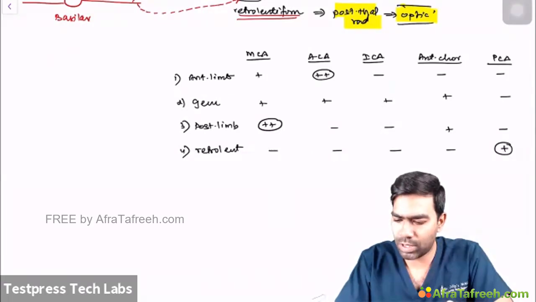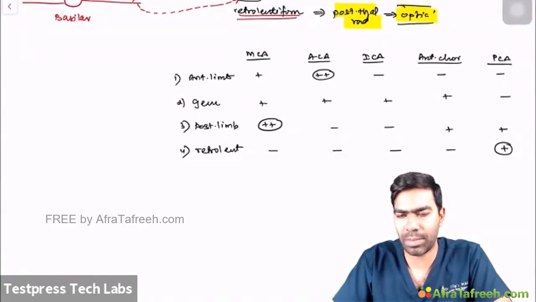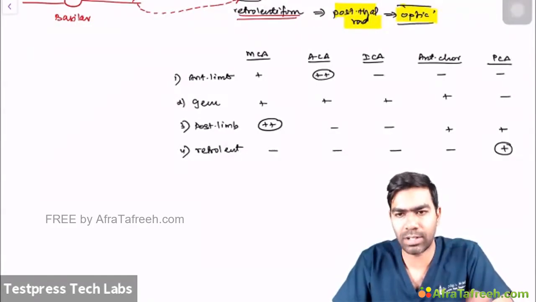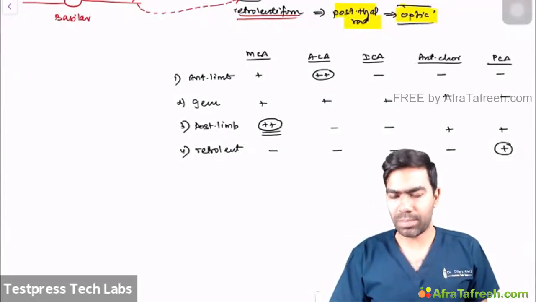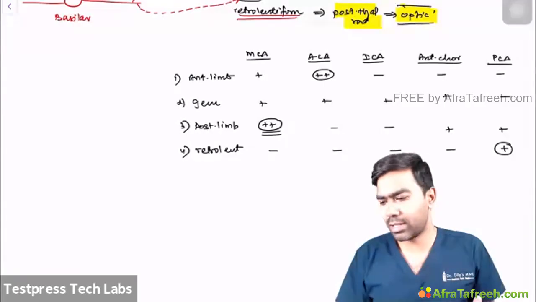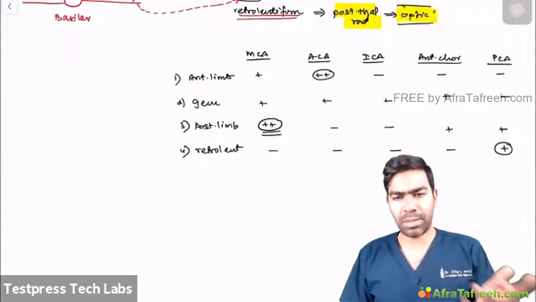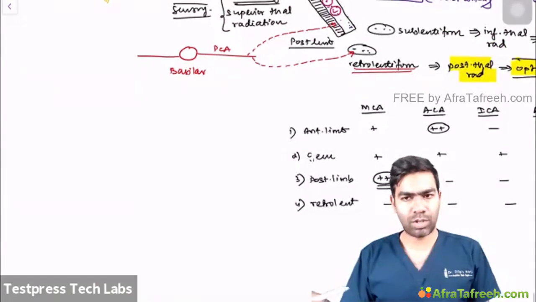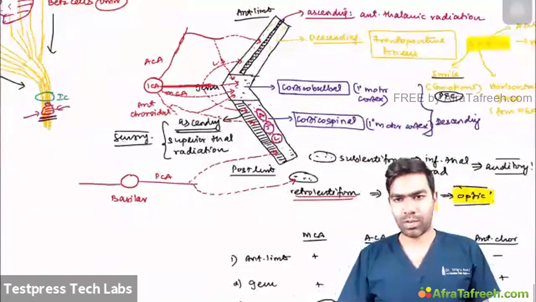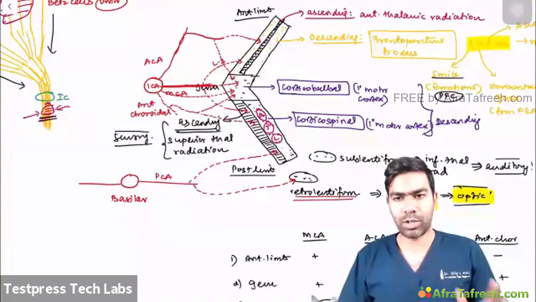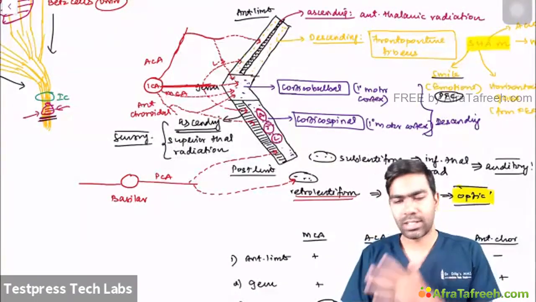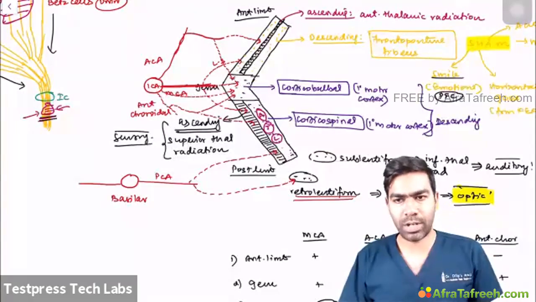PCA supplies the posterior limb? Yeah, it can supply the posterior limb. If you want to put a plus, you can put plus. But that's not important for me, basically. That's not a problem. The primary supply of the posterior limb is the middle cerebral artery only. That's what I need. But some amount of posterior limb can be supplied by the posterior cerebral artery also. If you want to put a plus, that's why I told you this is not an extremely correct diagram, because no book will give you the same answer. Each and every book will have different answers depending on the particular data that they have collected.